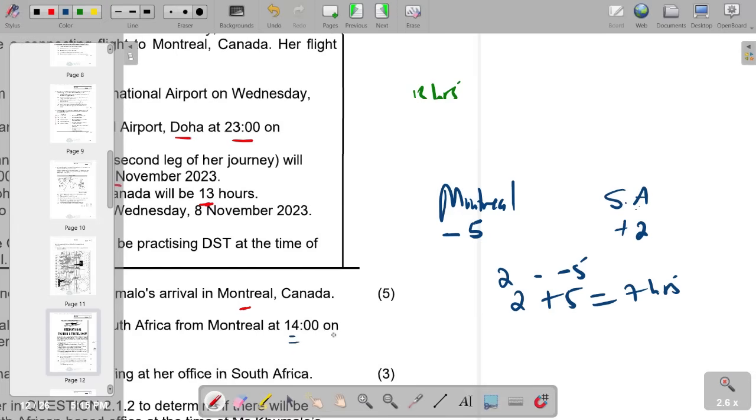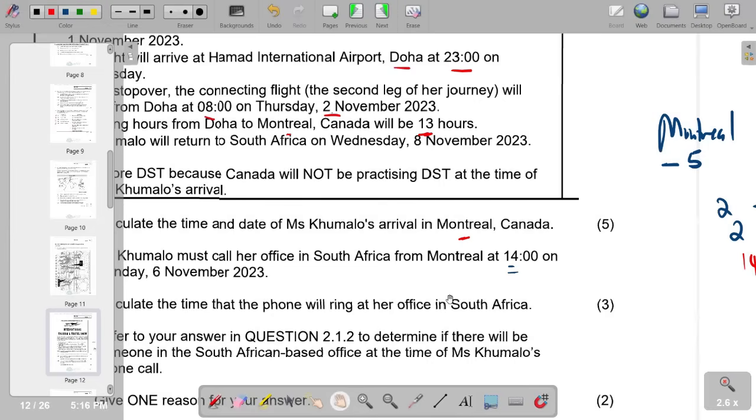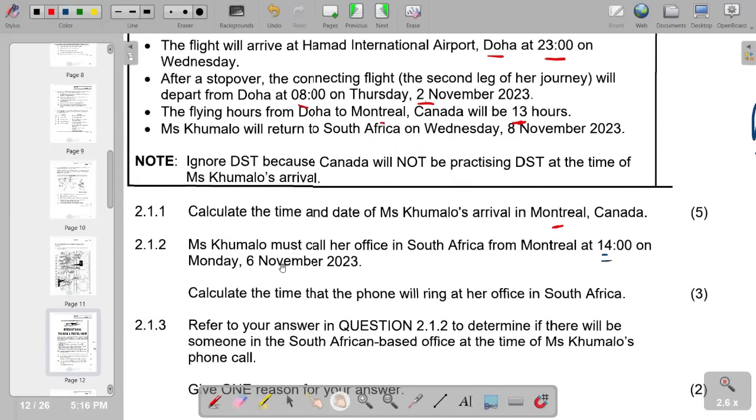So we are supposed to say our 1400 hours, then we add 7 hours. We are going to get 2100 hours, which is basically 9 p.m. So basically that's what we have on that part, which is the equivalence of 1400 hours in Montreal. At the moment, in South Africa, it becomes 2100 hours, which is our 9 p.m. So that's the calculation that we have in that part.